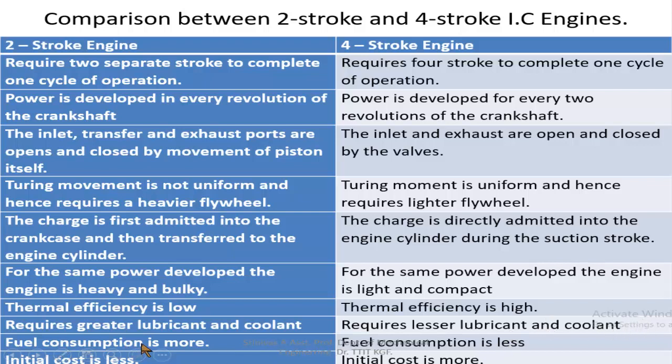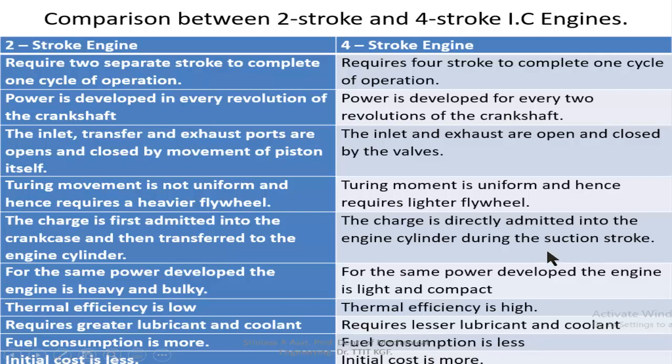And here fuel consumption is more and here fuel consumption is less. Here power is generated in every revolution, so fuel consumption is more, and also the power developed is more in the two-stroke engine. That means the power developed per revolution is more here, and in the four-stroke the fuel consumption is less because every 2 revolutions there is 1 power stroke. That's why the fuel consumption is less here, and the initial cost is less here, and the initial cost is more there.